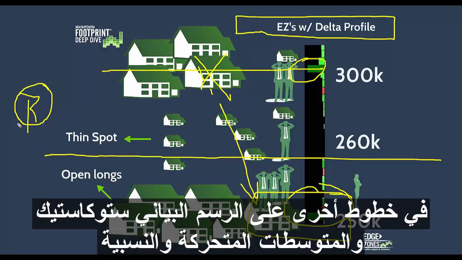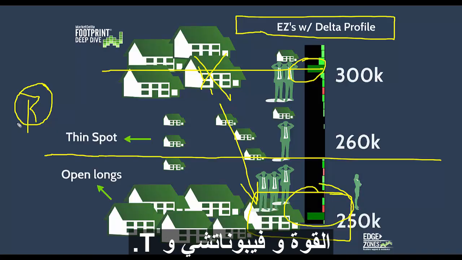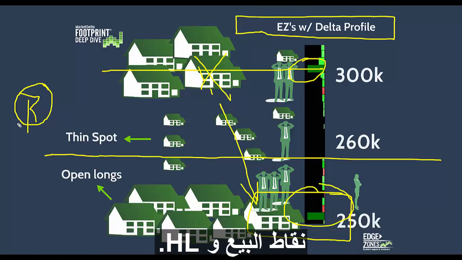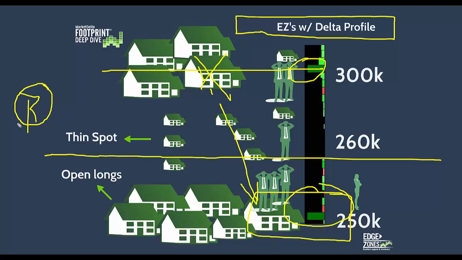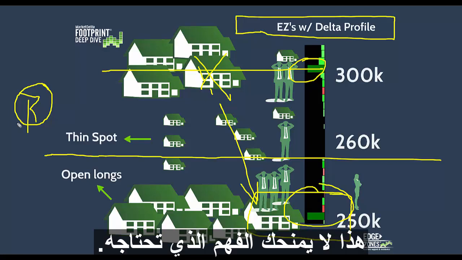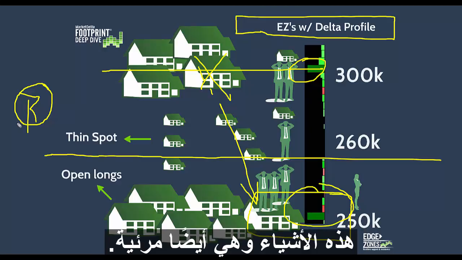Other lines on a chart, stochastics and moving averages and relative strength and Fibonacci and TPOs and HVNs, all those, that's not giving you the understanding you need. This stuff is. And it's also a visual.